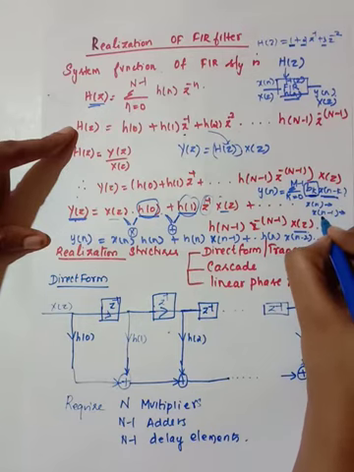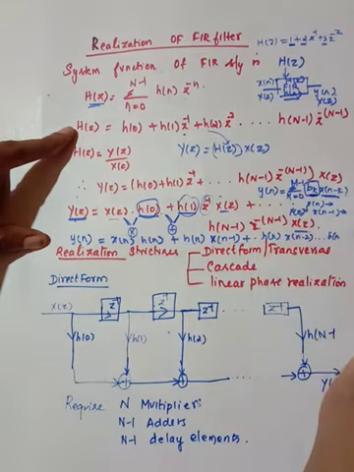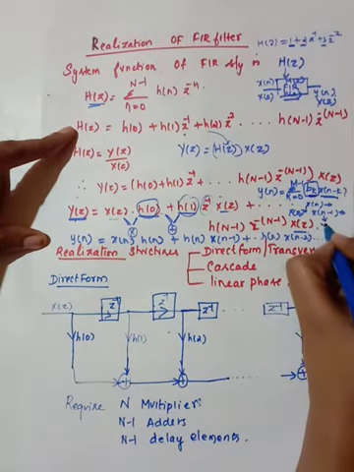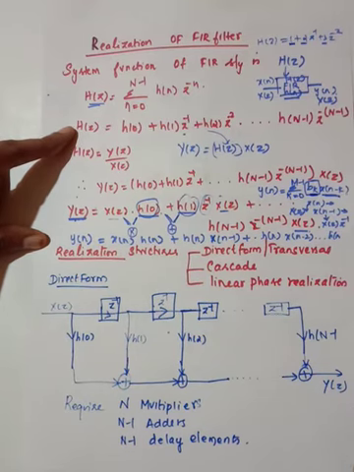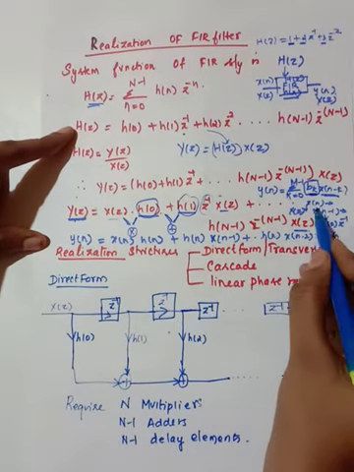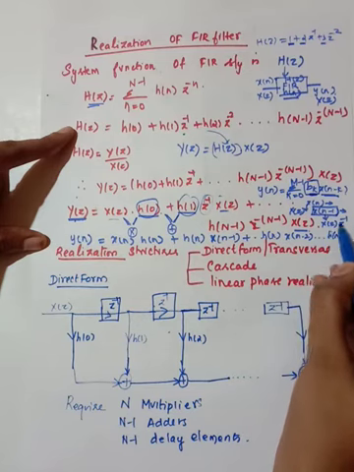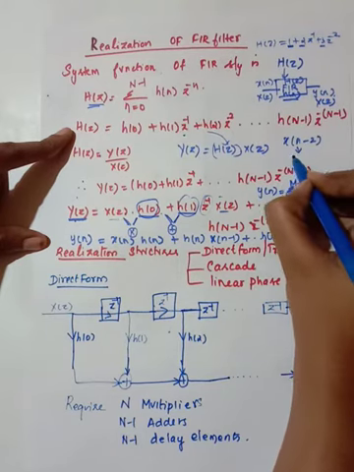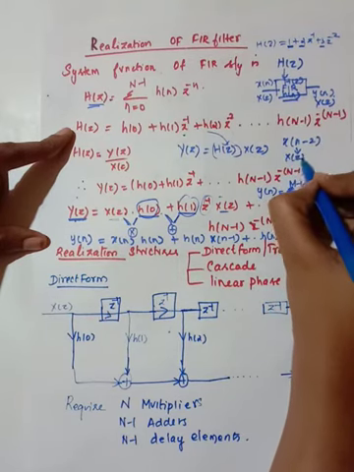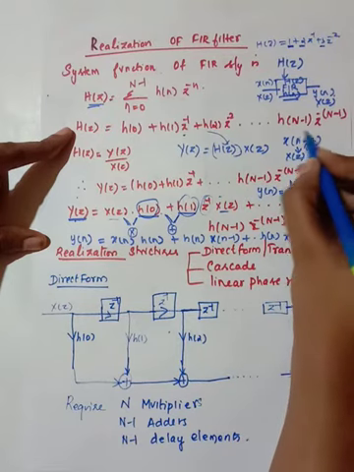When you take the z transform of x of n, you will get X of z. When you take the z transform of x of n minus 1, you will get X of z into z power minus 1. So in order to realize x of n minus 1, you need a delay element. To implement x of n minus 2, in the z domain it is X of z into z power minus 2, so you need two delays.